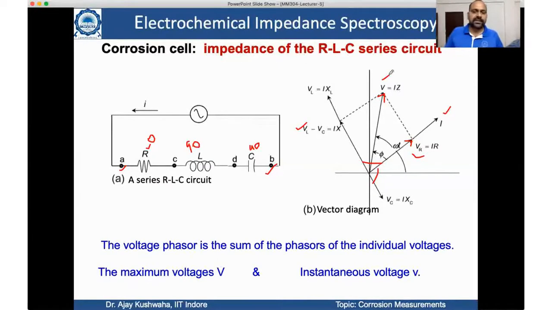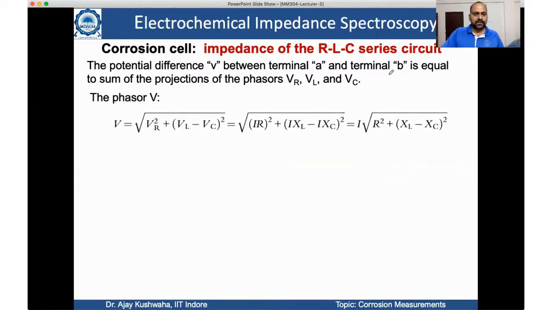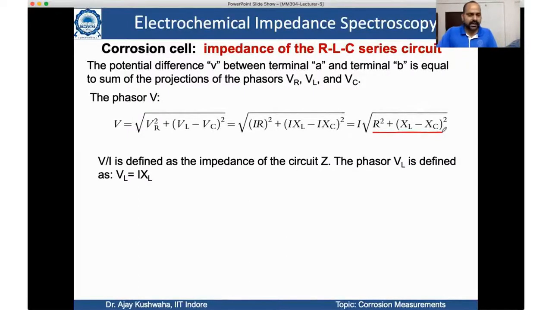So the voltage phasor is the sum of the phasors of the individual voltages, the maximum voltage V and the instantaneous voltage v. So for the impedance of the LRC series circuit, we already know VR, VL and VC, all three are there. So we can just say the value of V will be the modulus of VR square plus, in brackets, the other voltage, VL minus VC, square. We just substitute these terms, and we can get the overall impedance value. But again, V by I is defined as the impedance of the circuit Z.